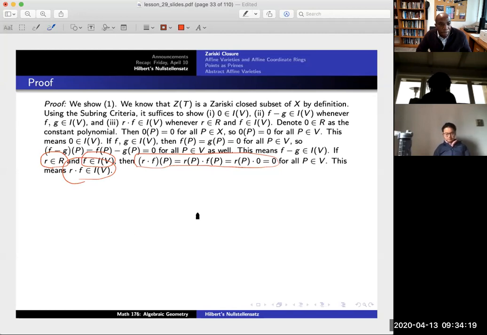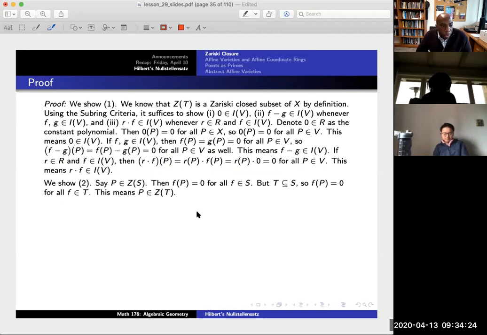Okay. All right, so let's move on to the second statement now. Here, we want to say something about how one set is contained in the other. So let's say that T is contained in S, and I want to show that Z of S is contained in Z of T. So to start, take a point P in Z of S. What that means is if I take any polynomial f in S, then it has to evaluate to 0. That's just the definition of Z of S, the zeros of S.